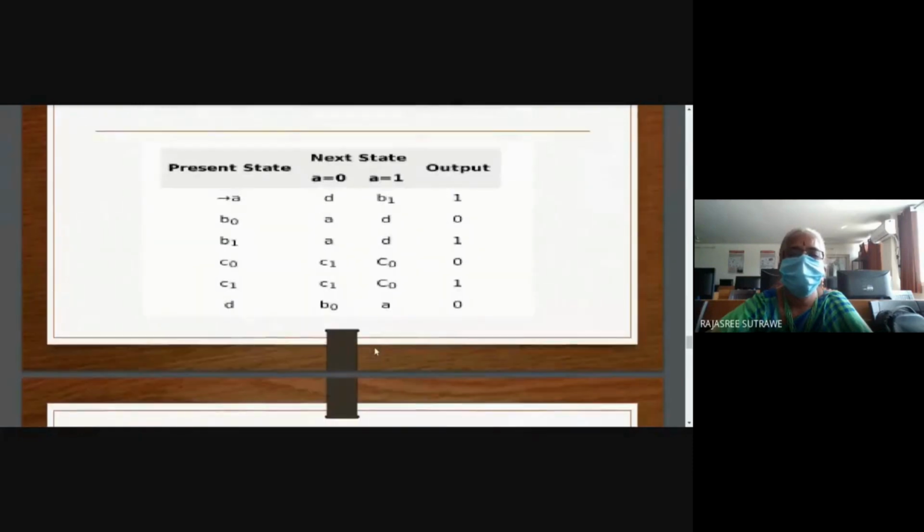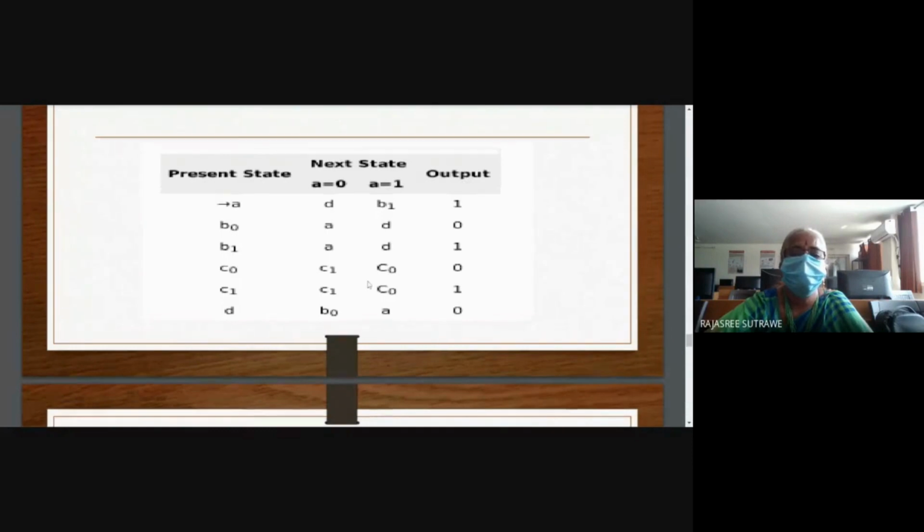You see here, for A and D we are having same output. For A we are having 1, for D we are having 0. So this we have written. But for B and C we have different outputs. That's why we are going for B0 and B1. B0 means B with output 0, B with output 1, C with output 0, C with output 1. Like that we are writing. And these states what we have there, same thing we are writing.